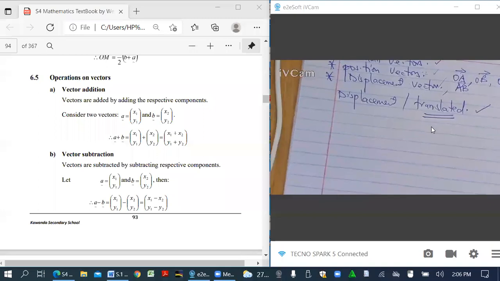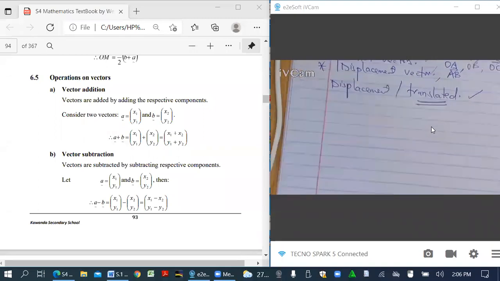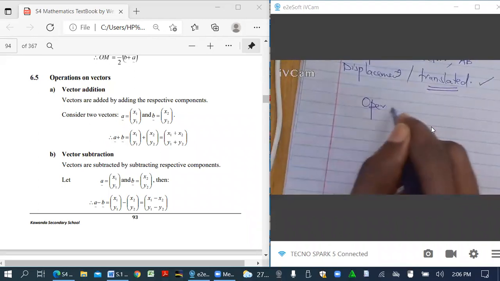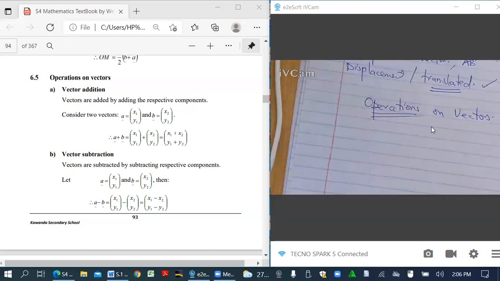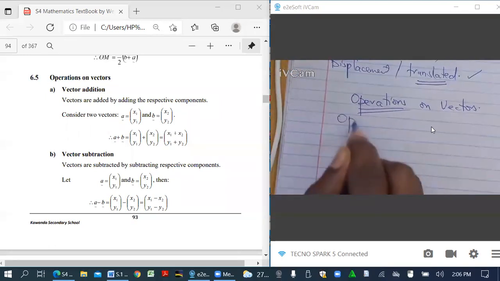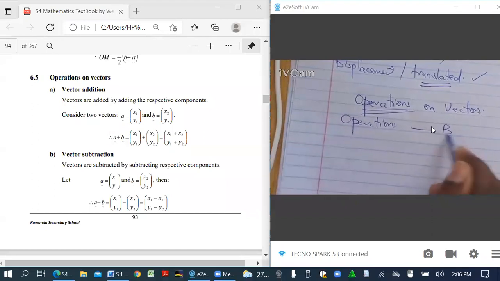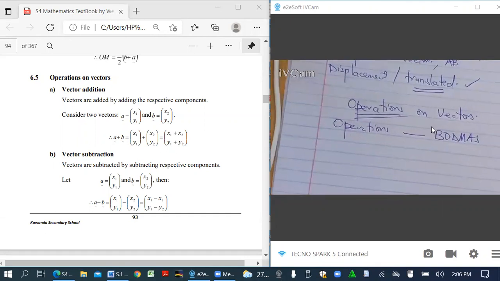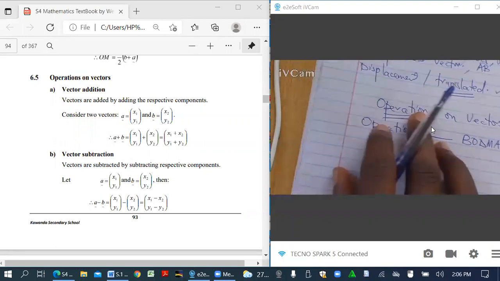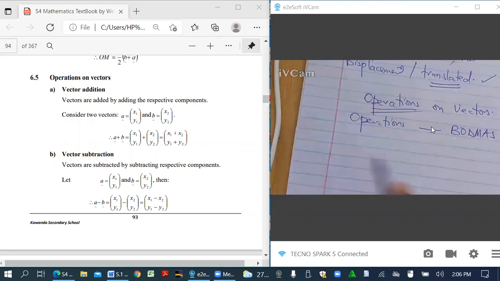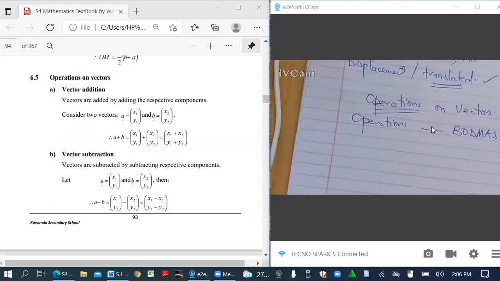Good. Now let's go straight to what we planned for today. Today we are going to look at operations on vectors. In mathematics, when we talk of operations, what do we mean? We refer to addition, subtraction, multiplication, and division. To be specific in vectors, what we are going to leave out is division. We cannot divide vectors, right, together?